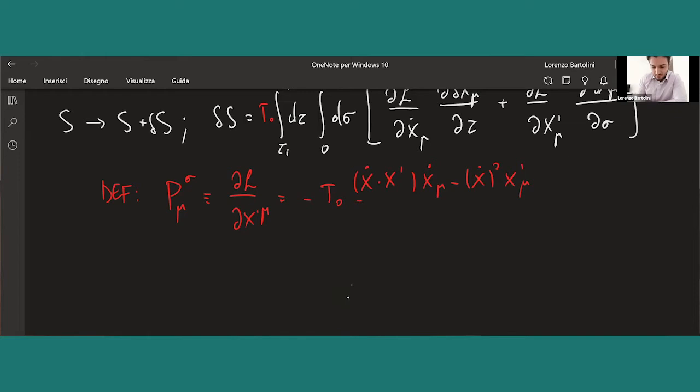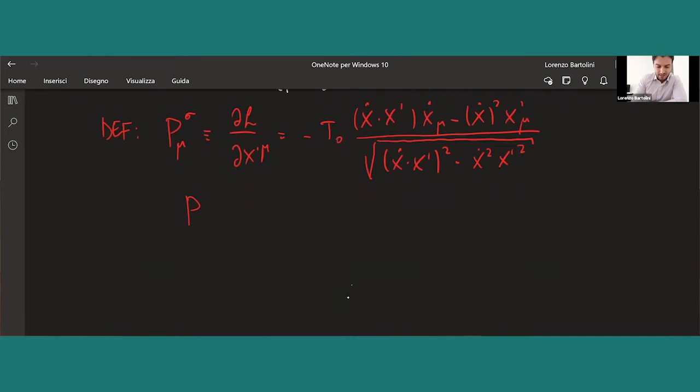over, and here we have (ẋ·x′)² minus ẋ² x′², all with a square root. And then, of course, we have the corresponding stuff for the tau coordinate. It's the same, and essentially you have to exchange the dot with the prime, and so I avoid writing it again.